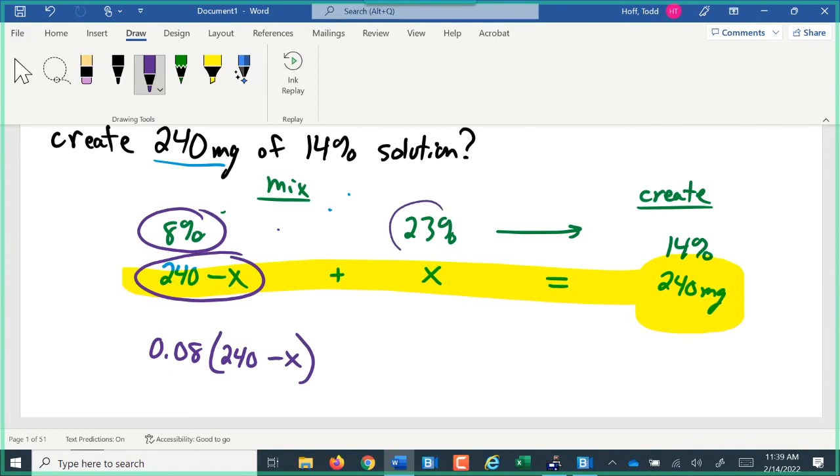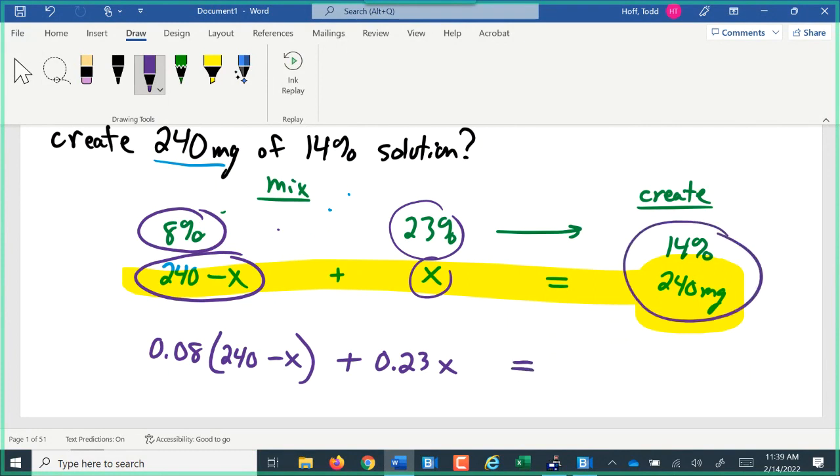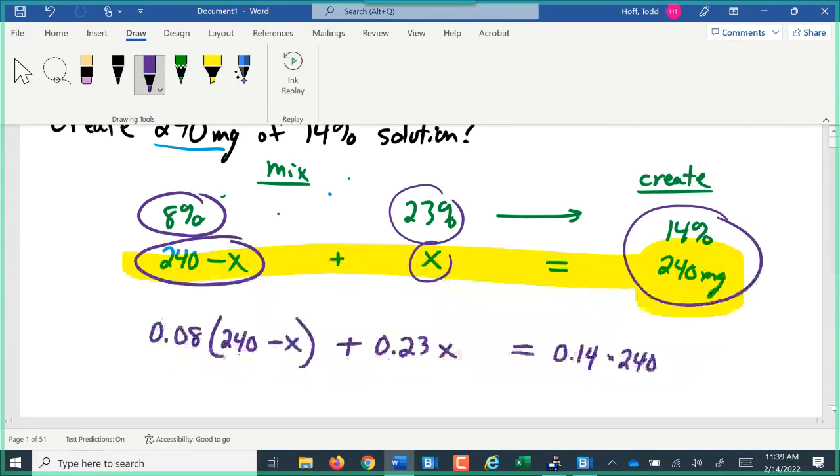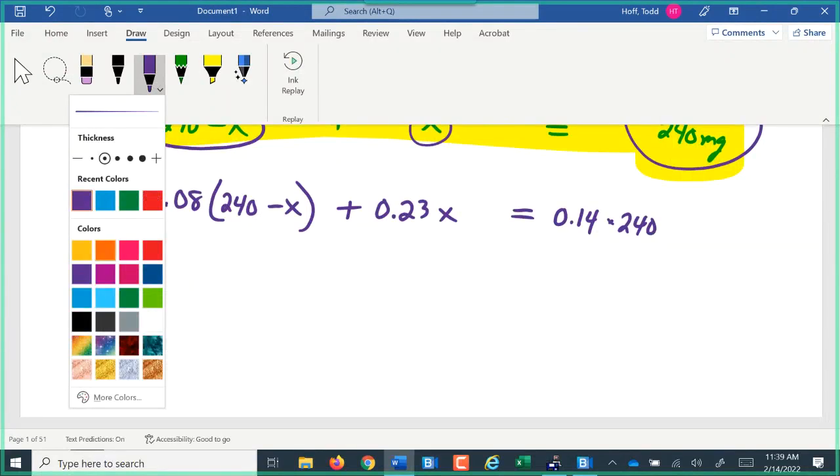For our second solution, it's 23%, so that concentration is 0.23. So we're going to add that to the first one, times its volume of x. And of course, that will add up to the amount of active ingredient in our final product, which is 14%, so a concentration of 0.14 times 240 milligrams, that amount. Now it'll be a matter of just solving this equation to find x.